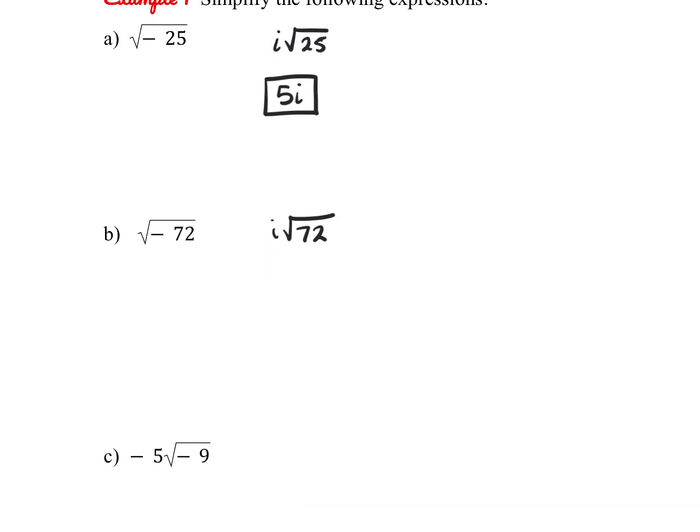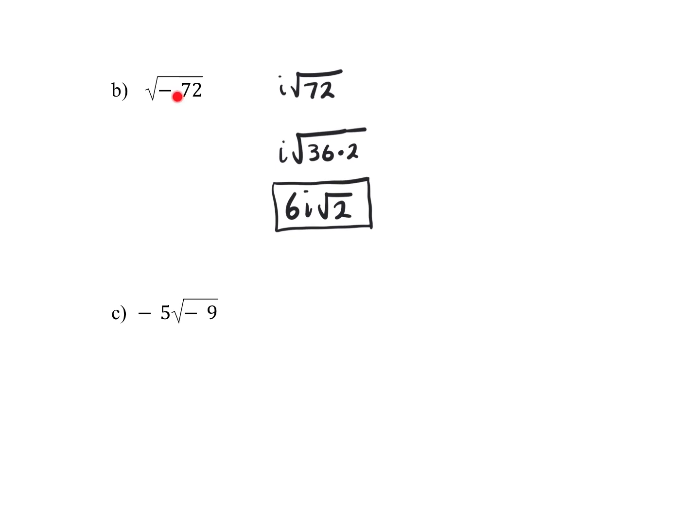But then from there, we need to keep simplifying. So I know that 72, we can actually write that as 36 times 2. And of course, 36 is a perfect square, so it becomes 6i root 2. So again, using imaginary units allows us to simplify an expression where we have a negative inside a square root. Let's try this last one together.